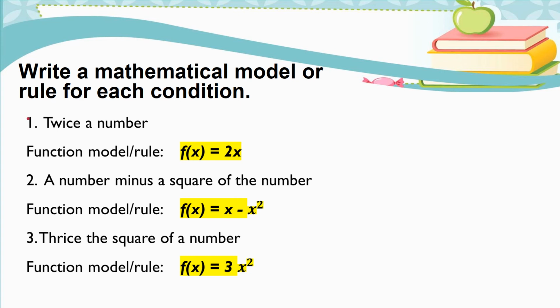Number 2, a number minus a square of the number. So, para lang tayong nag-translate mathematical word or English word into algebraic expression. No? So, a number minus a square of the number. So, function is equal to x minus x squared. Thrice the square of the number. So, function is equal to 3 kasi thrice the square of a number is x squared.